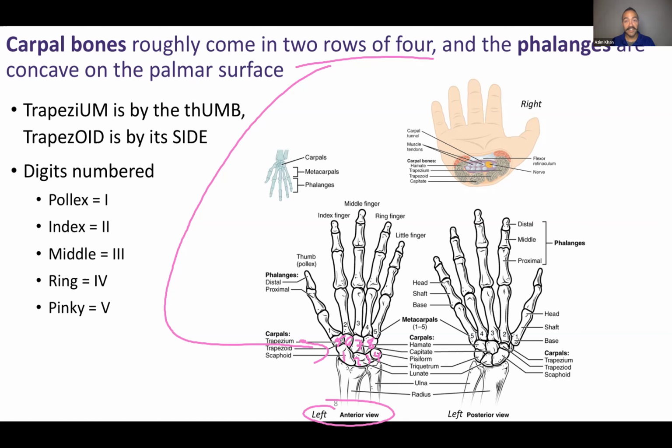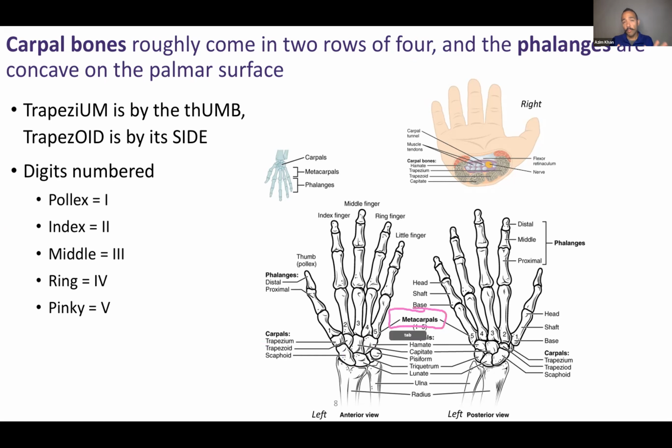We'll take a look at a way to remember that, and we'll name all of them in a second. The bones of the hand, well, before we get to the fingers, the bones in your palm are called metacarpals. When we get to the bones of the palm, as well as your fingers, we give them a numbering convention.